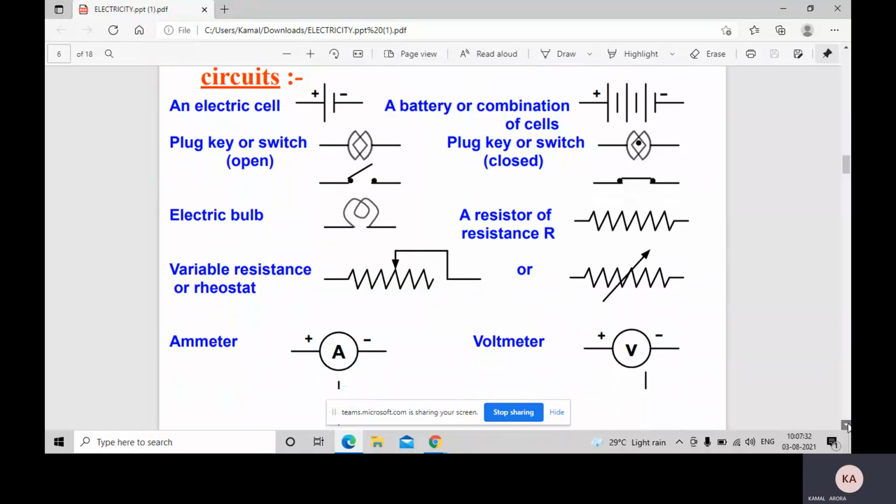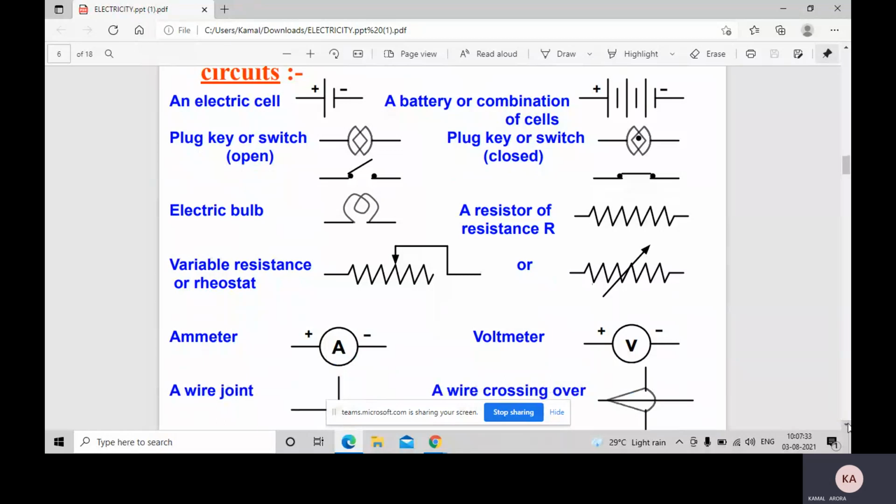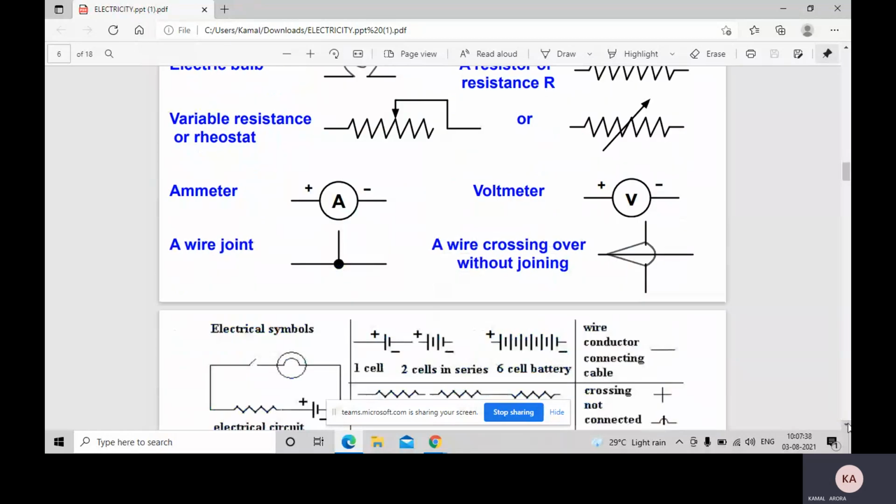Next instrument is the ammeter. Ammeter, as we have already defined, is an instrument used to measure the strength of current. Here it has two terminals, positive and negative. So there are some precaution points. The positive terminal of the ammeter is connected to the positive terminal of the battery, and the negative terminal is connected to the negative terminal of the battery. It is always connected in series. Its own resistance is negligible.